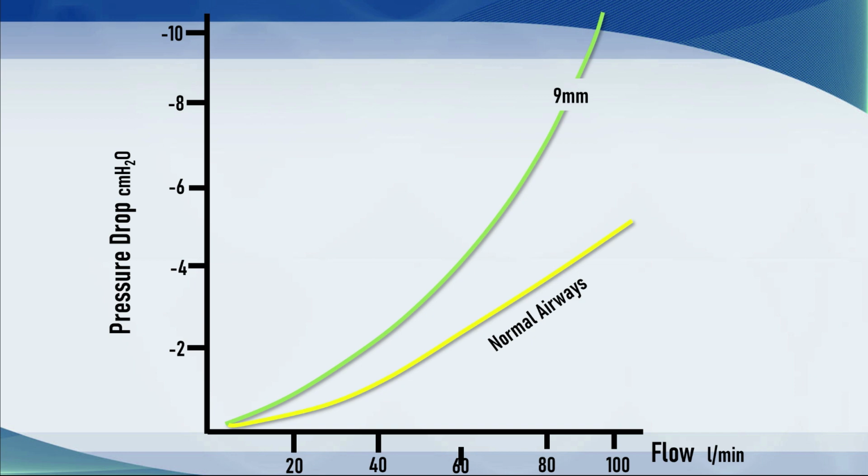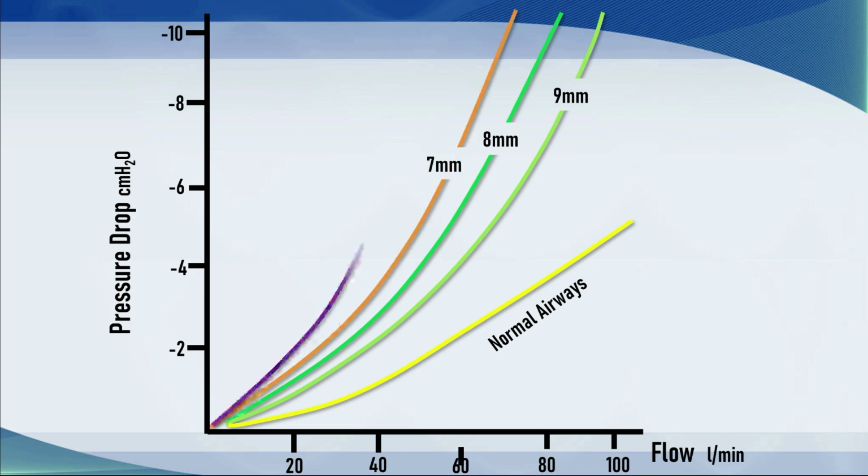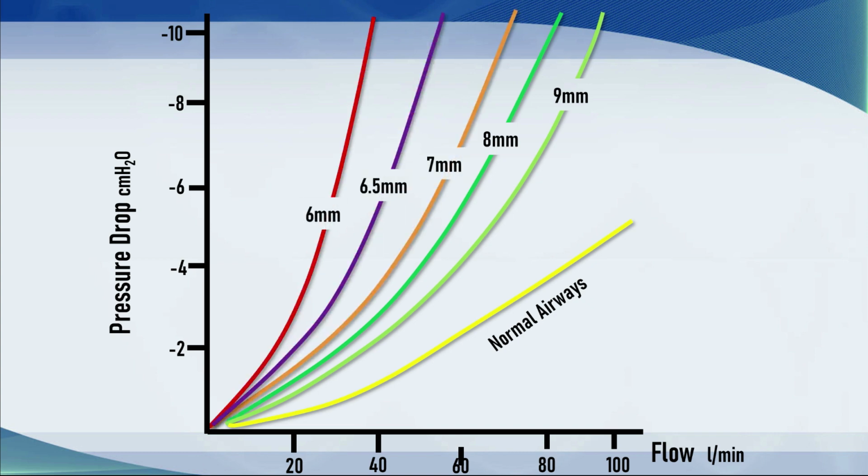Obviously, the smaller the internal diameter, the greater the pressure drop per unit flow. So an 8 mm tube has a bigger pressure drop, 7 is greater again, then 6.5, 6, 5. You know this if you've ever tried to breathe through a straw that you get with a drink: the fatter the straw, the easier it is to breathe through. The thinner the straw, the harder it is. So the narrower the gauge of the endotracheal tube, the harder it is to breathe through, and the greater the pressure drop per unit flow for the patient.